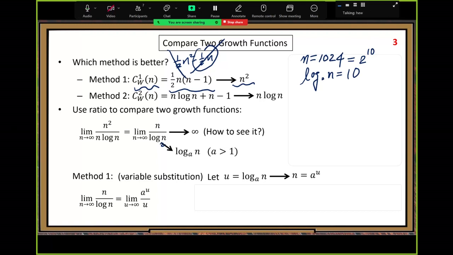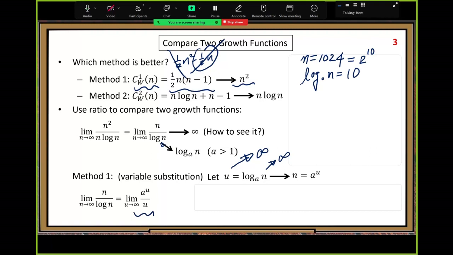When n goes to infinity, u also goes to infinity, right? Log base a of infinity must be infinity. So u goes to infinity. Now we look at the new ratio.